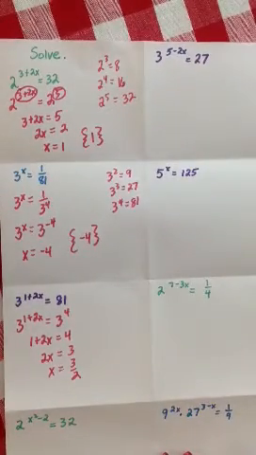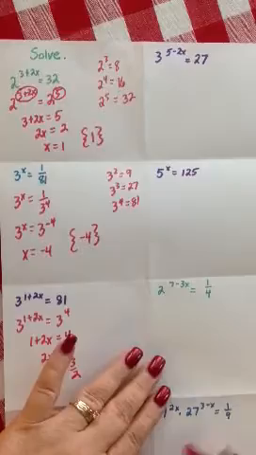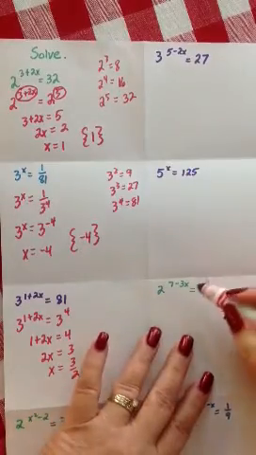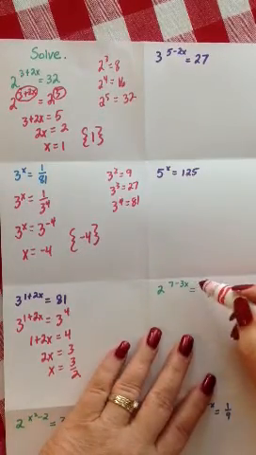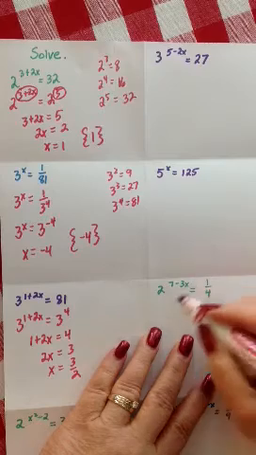Just making sure you can still see that. Okay. I'm just going to move to my right here to start with. It says 2 to the 7 minus 3x is equal to 1/4.